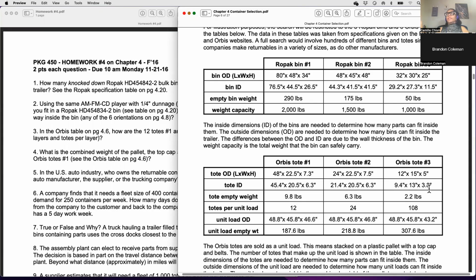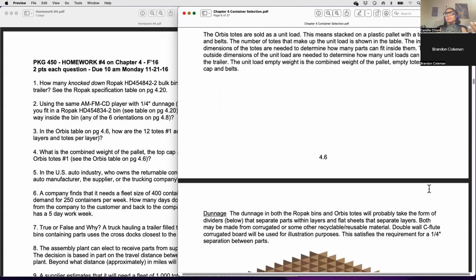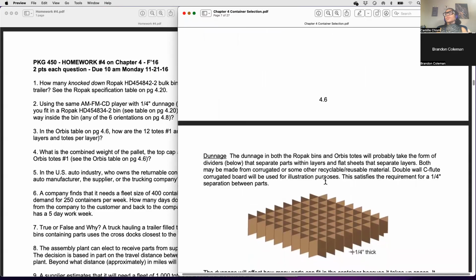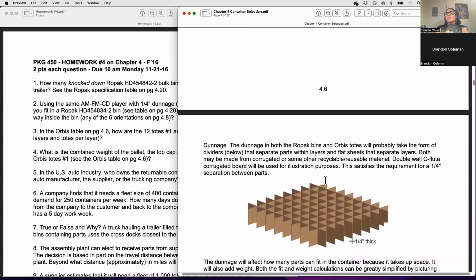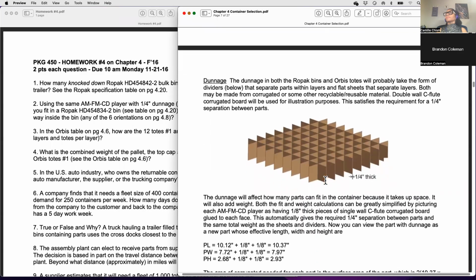So let's say these radios are coming from 200 miles away, and it takes a couple days to build them. So you're going to basically have to have however many days, let's just say 7 days of material times 1,000 per day. So now you're up to 7,000 totes just for this one radio. Versus with the RoPac, you can get more parts in there. So that's kind of where this is taking you as far as why the RoPac bins are going to be used.